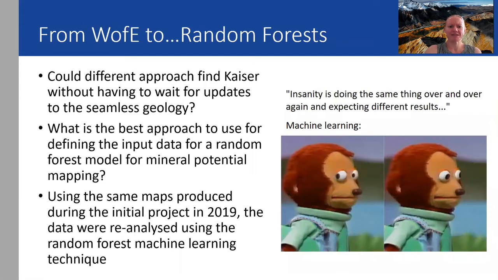So going from weights of evidence to random forests, could we find Kaiser using a different approach without having to wait for the Seamless Geology database to get updated? And what was the best approach to use for defining the input data for the random forest model? And so, using the same maps that were used in the weights of evidence project in 2019, we just reanalyzed the same maps using the random forest technique.